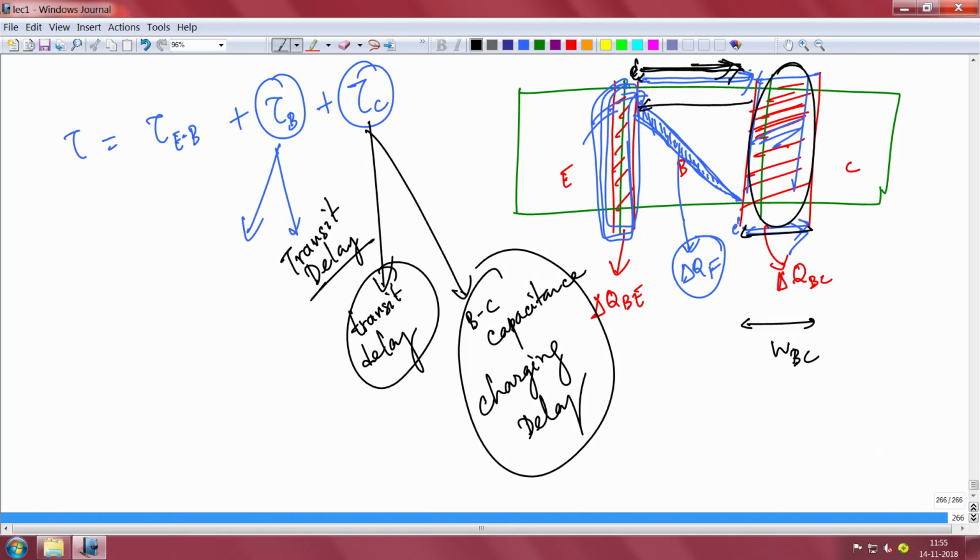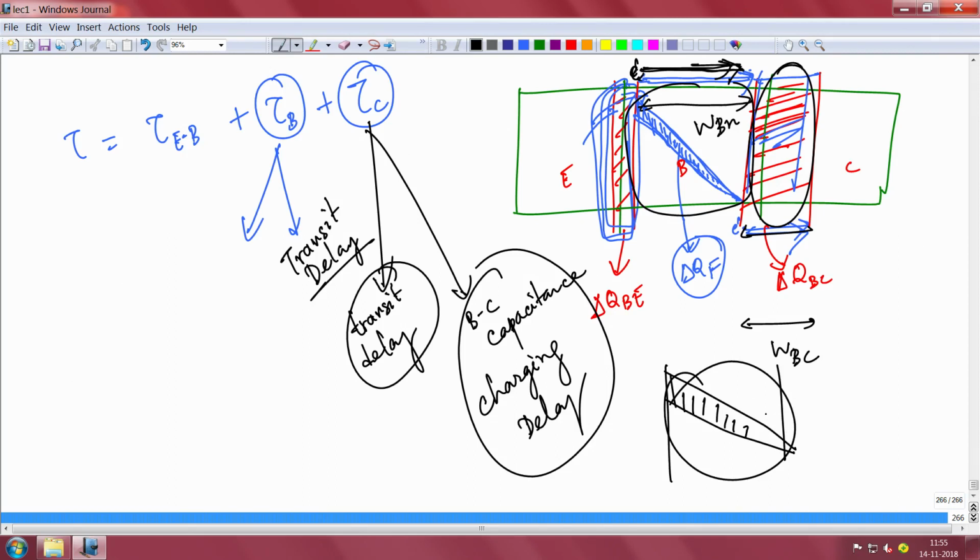And remember, the transit delay will be associated only with WBN, the neutral base width that we are talking about, okay. And then there is another type of base delay, and that is the total charge stored in the base. You see, there is a charge that is stored in the base, right. This is the charge that you are modulating, this is the base.